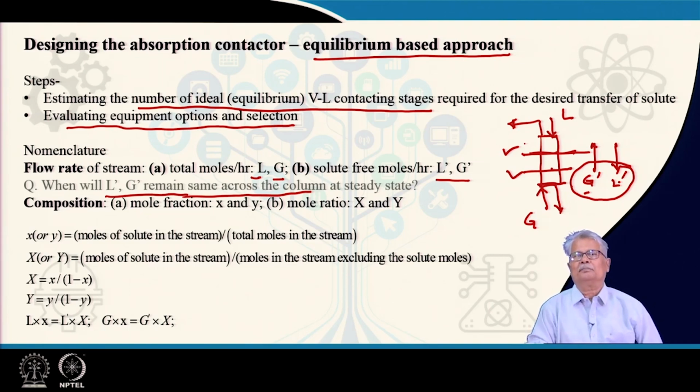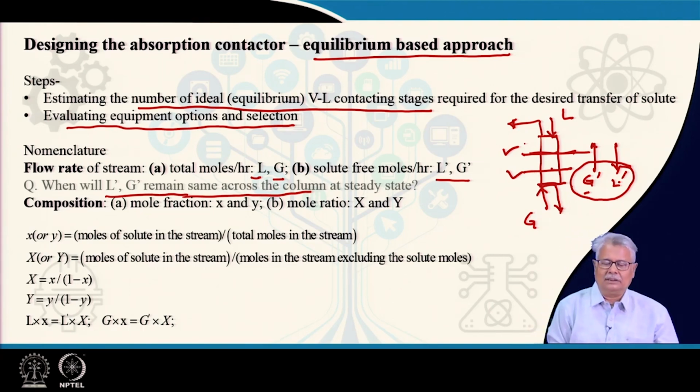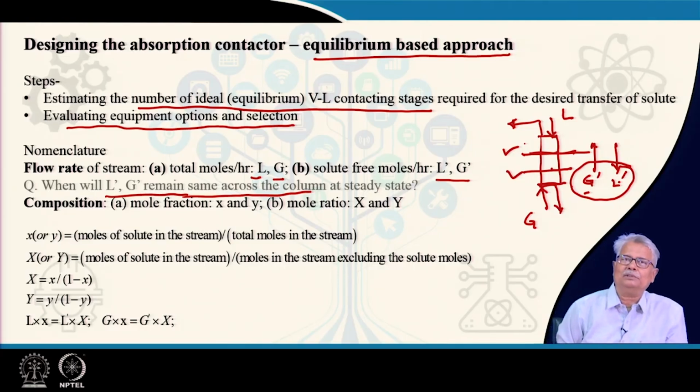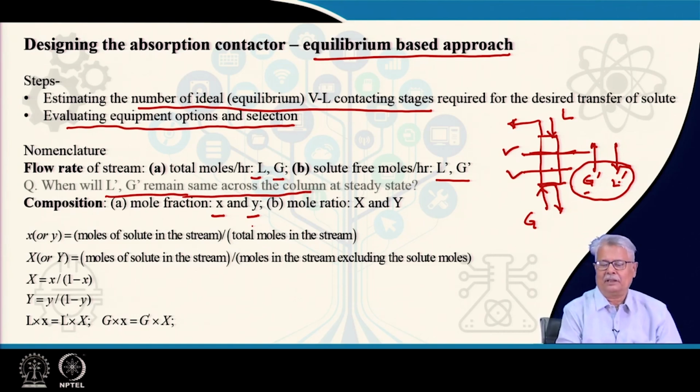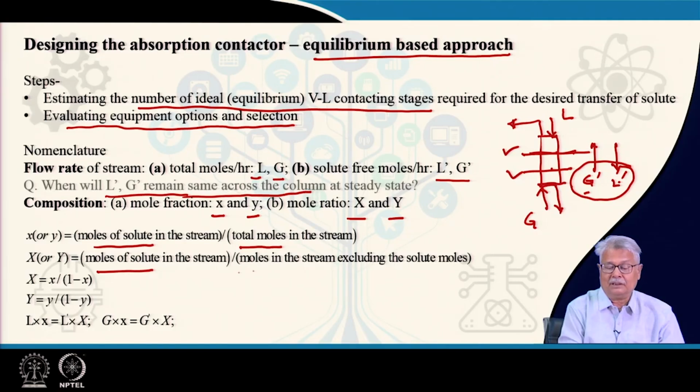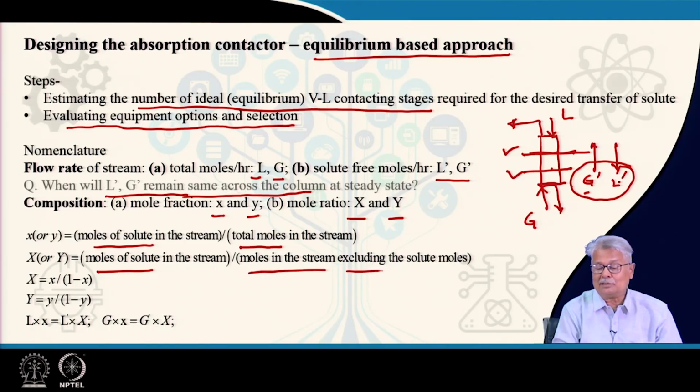We define the compositions now. The conventional compositions we have been using for mass transfer are the mole fractions, small x denoting the liquid phase mole fraction and small y denoting the vapor phase mole fraction. The mole ratio, capital X or capital Y, is defined explicitly: small x or y is moles of solute in the stream divided by the total moles, while capital X or capital Y is moles of solute in the stream divided by the moles in the stream excluding the solute moles.